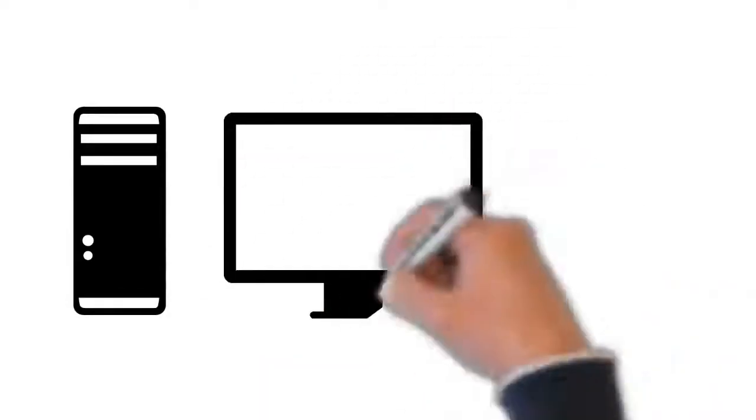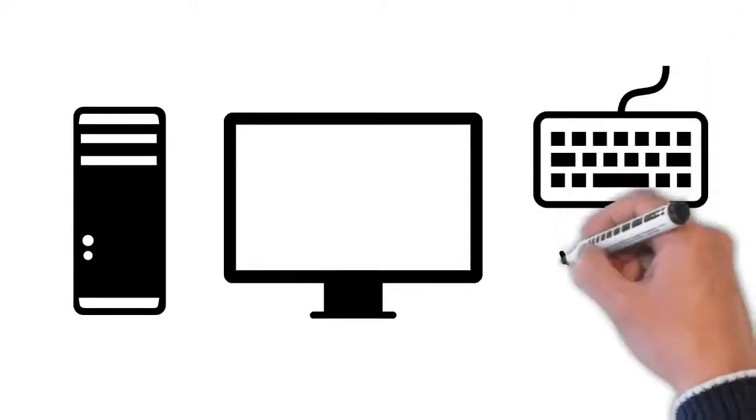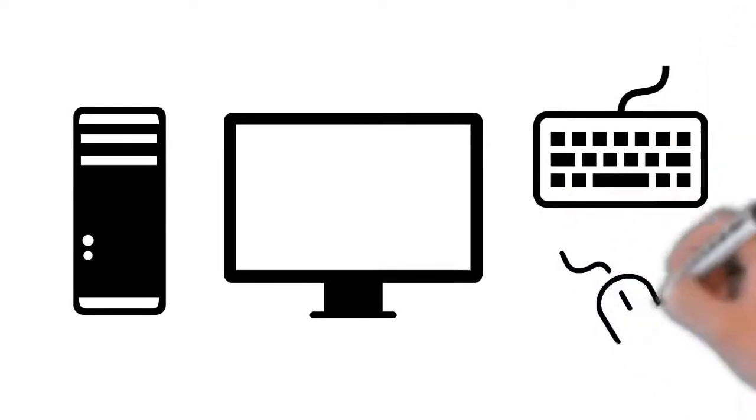The most basic computer setup usually includes the computer case, monitor, keyboard and mouse, but you can plug many different types of devices into the extra ports on your computer. These devices are called peripherals. Let's take a look at some of the most common ones.